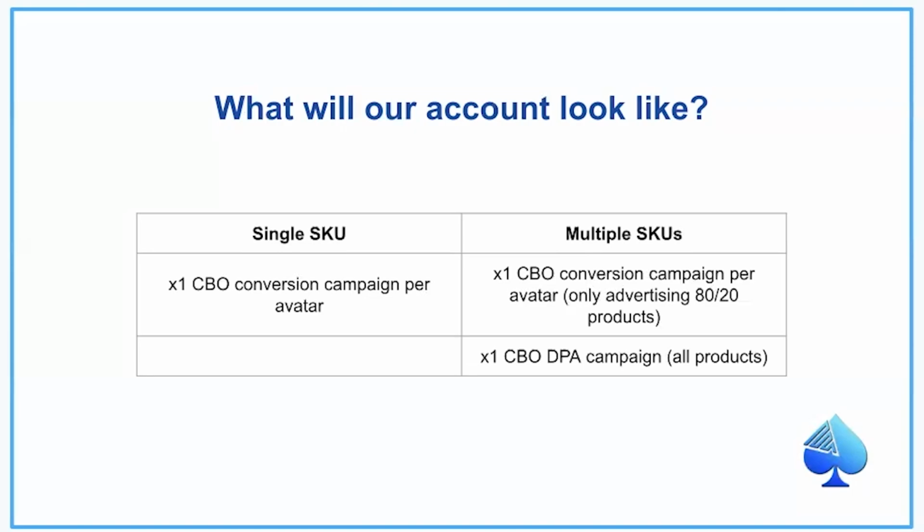The CBO conversion campaigns per avatar are going to drive the traffic. And then the CBO DPA is going to be very good at the remarketing phase, showing them products that they have interacted with. It's also going to show it to cold traffic. If they've interacted with other brands and shown interest in products, that's where you can capture them with the DPA. But it's mainly going to be remarketing what people looked at on your website.